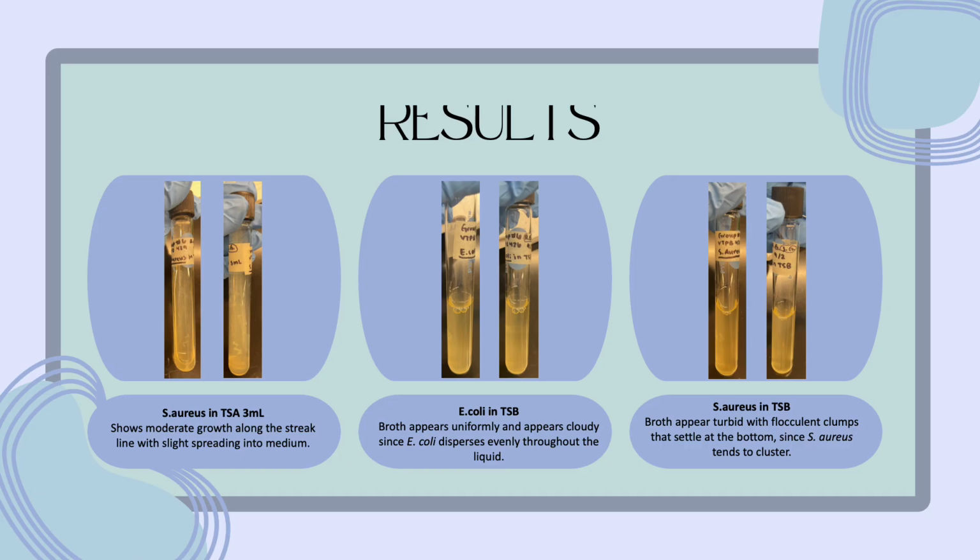And lastly, for S. aureus and TSB, both appeared turbid with flocculent clumps that settled at the bottom. The reason for this is because S. aureus tends to cluster.